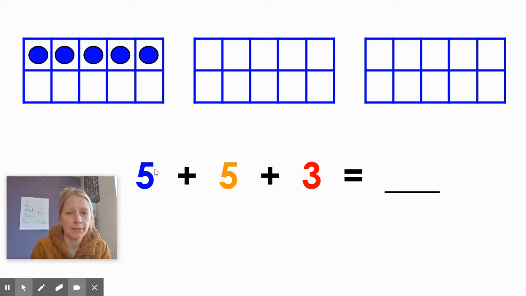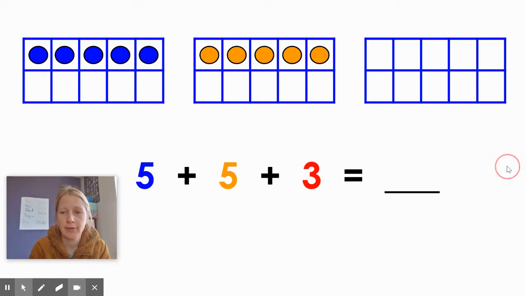Okay, so my first 5 I have represented in my 10 frame, right? I have 1, 2, 3, 4, 5. Or I can look and see that half of my 10 frame is filled in, which is 5. For my second 5, I have my 10 frame halfway filled out. So now I have a 5 and a 5. And for my last 10 frame, I am going to put 3 circles in my 10 frame. So now I have 5 plus 5 plus 3.